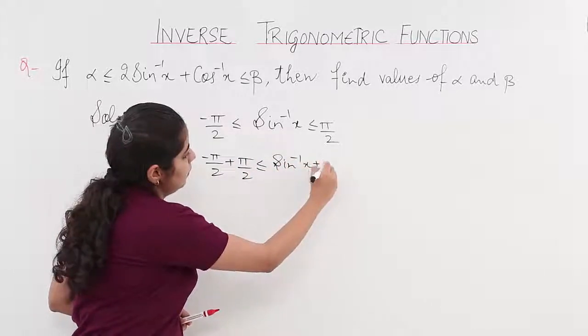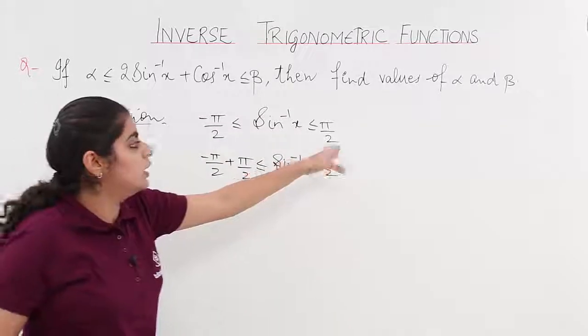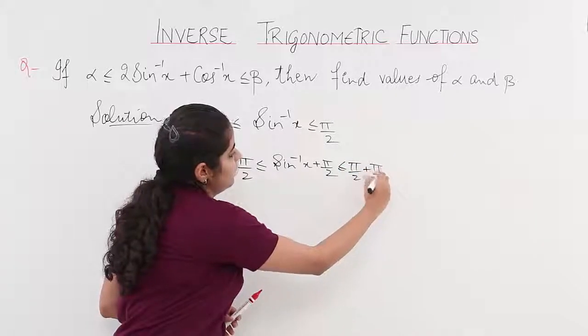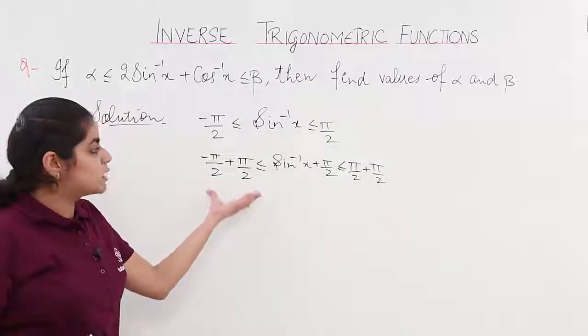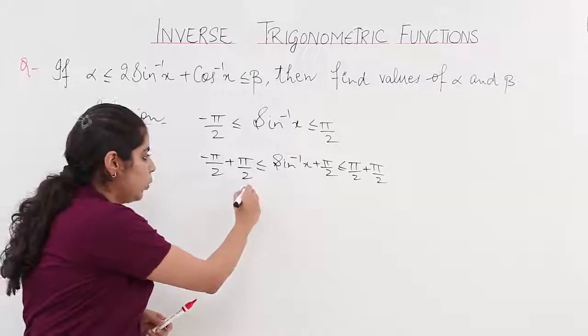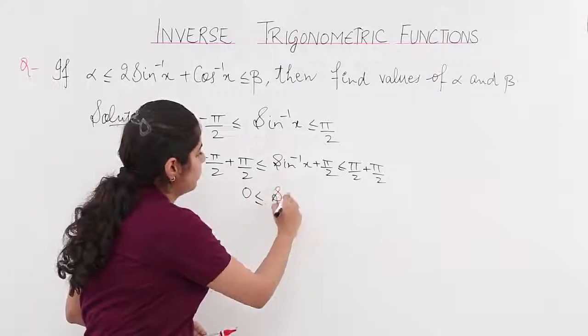Sin inverse x plus pi/2. Pi/2 added here, pi/2 added here. We cannot leave the third side. We also have to add pi/2 here. Now what is -pi/2 plus pi/2? These basically cancel each other, so it is nothing but 0. Sin inverse x as it is.